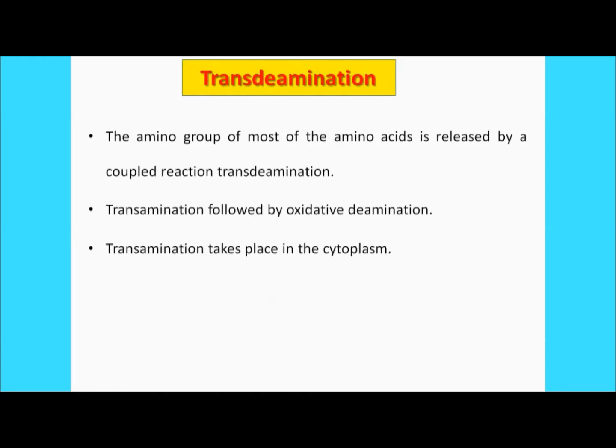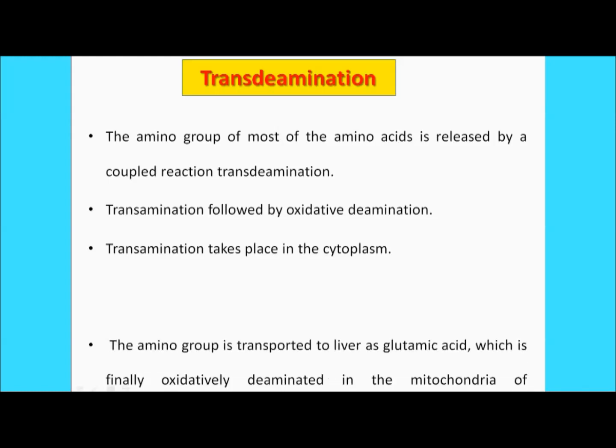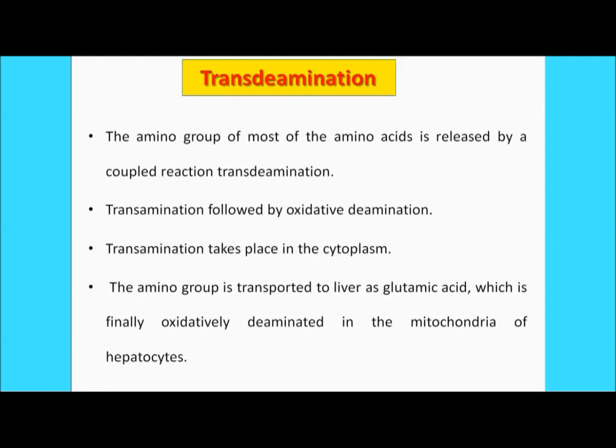Now moreover, the transamination takes place in the cytoplasm of the cell, right? And the amino group which is transferred is transported to the liver as glutamic acid, which is finally oxidatively deaminated in the mitochondria of the hepatocytes. So this is the process by which transdeamination takes place. This amino acid will first be transported, then it will form the glutamic acid. Now this glutamic acid will be oxidatively deaminated in the mitochondria, right?